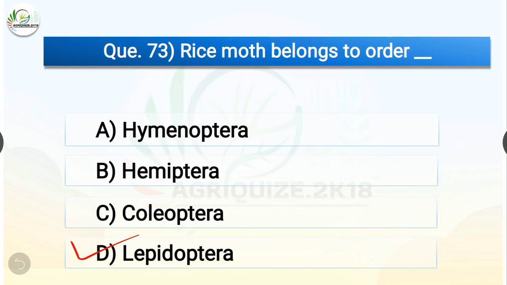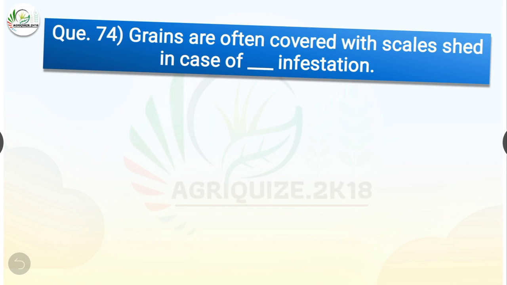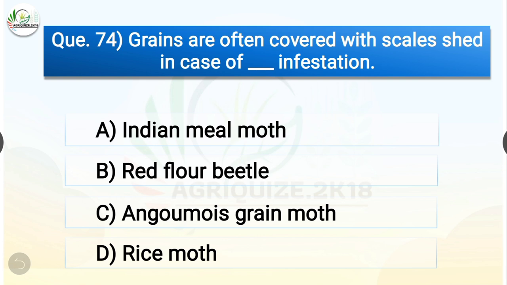Question number 74. Grains are often covered with scales shed in case of dash infestation. The options are Indian meal moth, red flour beetle, Angoumois grain moth or rice moth. The correct answer is option C, Angoumois grain moth. So grains are often covered with scales shed in case of Angoumois grain moth infestation.